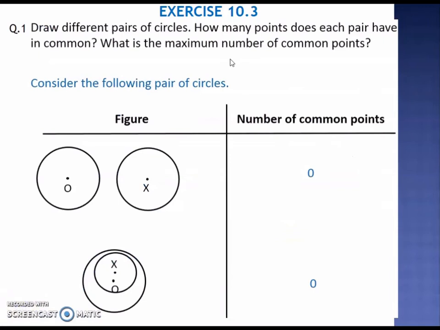So in exercise 10.3, the first question is: draw different pairs of circles. How many points does each pair have in common? And what is the maximum number of common points? So a few pairs of circles have been drawn here. Here are two circles which are not intersecting at all, so the number of common points is 0. Now here also one is inside the other, so there are no common points. So again, common points are 0.